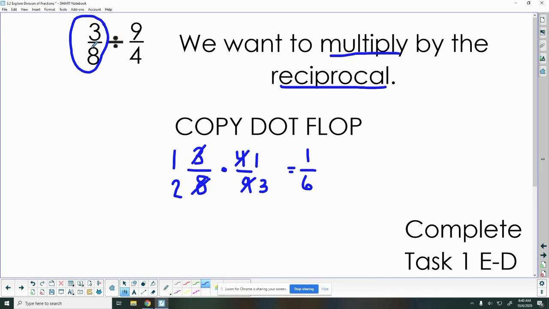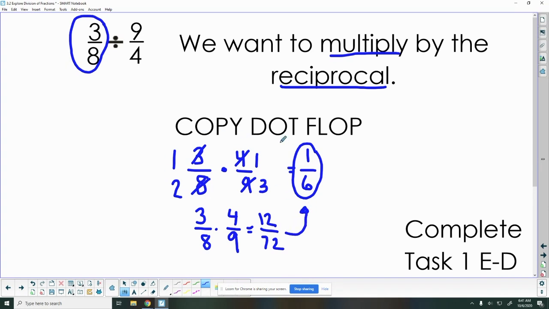So if I have 3/8 and I need to cut it up into 9/4, each part would be 1/6. So I can do that without simplifying first. It just makes a little more work. So 3 times 4 is 12. 8 times 9 is 72. And then I'd have to simplify, which turns into 1/6. So I like to do my simplifying first, so I'm not working with such big numbers.